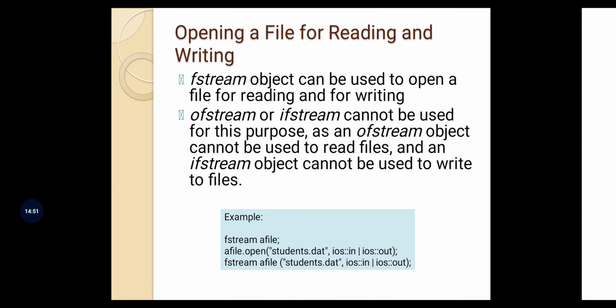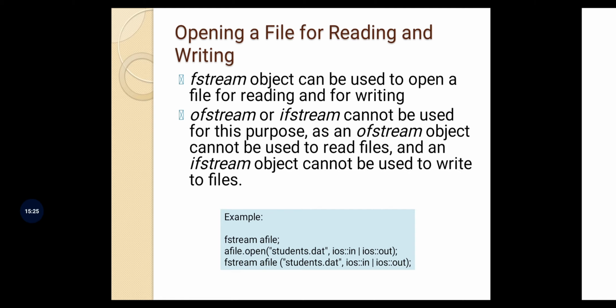Now, in order to do that, the best way is to use the fstream object, because the fstream class gives you the property for both reading and writing. So you must create an object of the fstream class, and that object can have both the modes, that means reading and writing. If you use the ofstream or ifstream, then you cannot perform both the read and write operations using the same object, right?